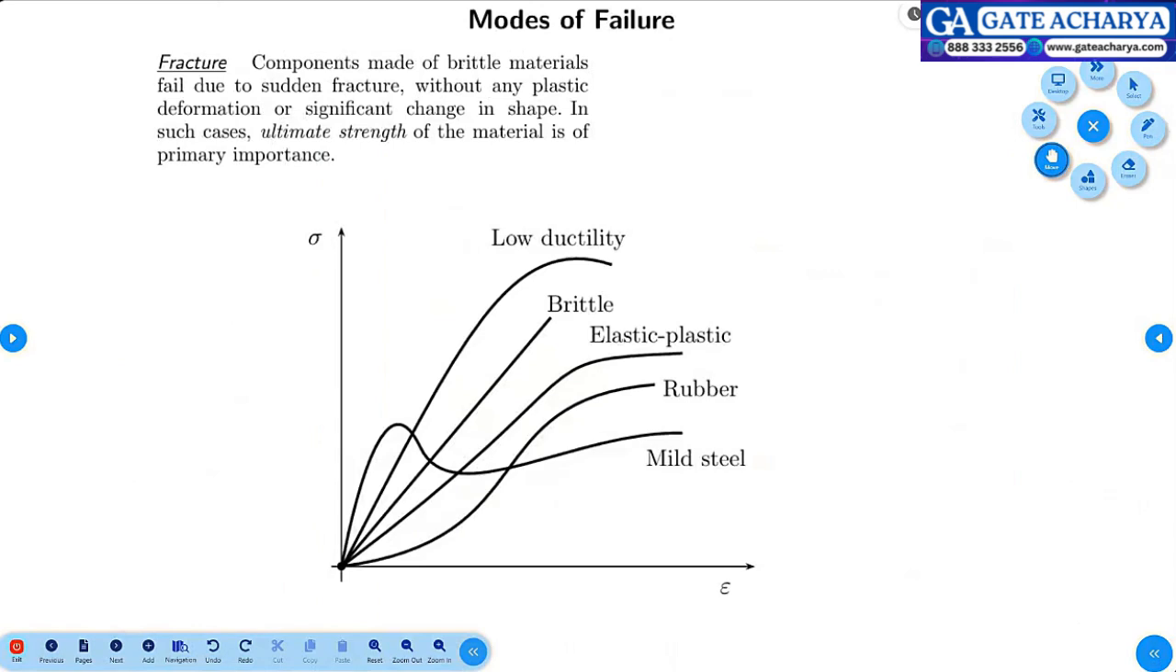Right. Then how will a brittle material look? Brittle material will not show yielding. For example, glass: you drop it down, it will get converted into pieces. So this is how the loading will look, stress versus strain for brittle material. For other materials, this is for mild steel, this is for rubber, this is for elastic plastic material, low ductile material. These are the various stress strain diagrams for different sorts of materials.